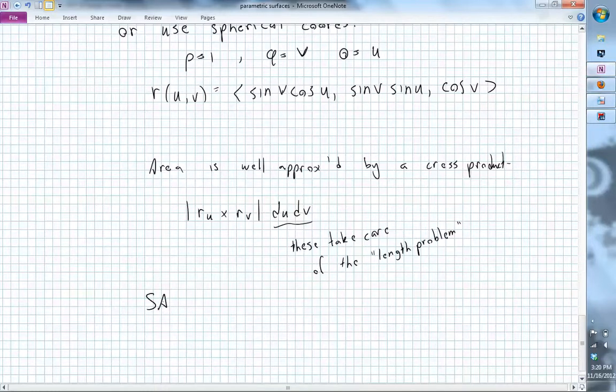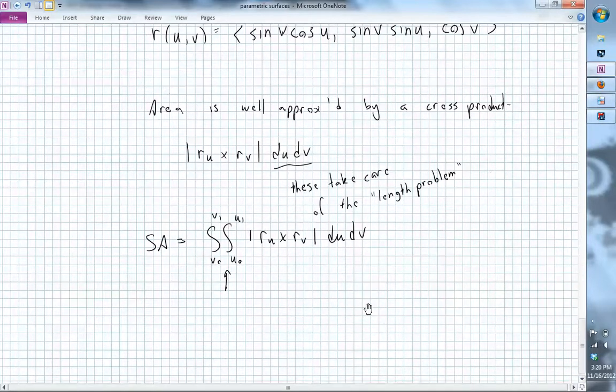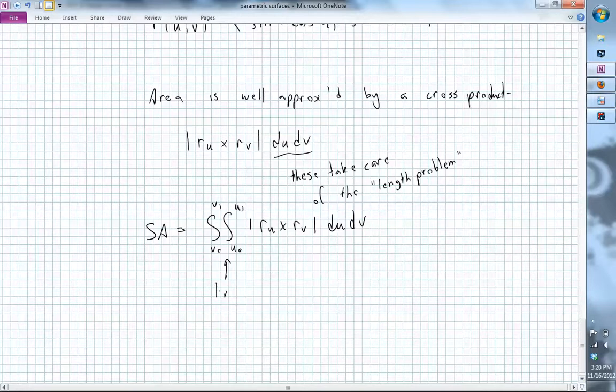And from this, we can write the full surface area. And then you have some u0 to u1, v0 to v1, where these limits describe the region of interest.